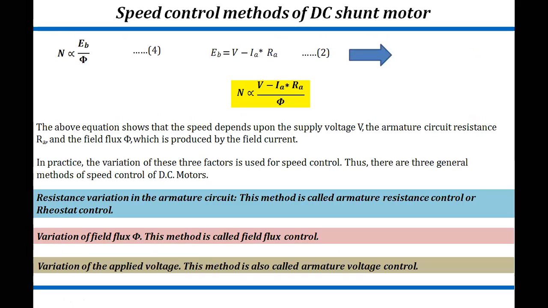Now I have written the same equation, the fourth equation which we have got. From the second equation, we have Eb equal to V minus IaRa. But we need the speed control methods here, because we are supposed to control the speed of the DC motor. How can we control it? We can control the speed by controlling the armature current, armature resistance, or the generated flux. That's why I am putting the value of Eb equal to V minus IaRa from equation 2 into equation 4. So our equation 4 becomes N directly proportional to V minus IaRa upon φ.